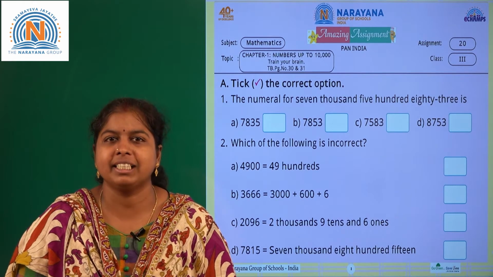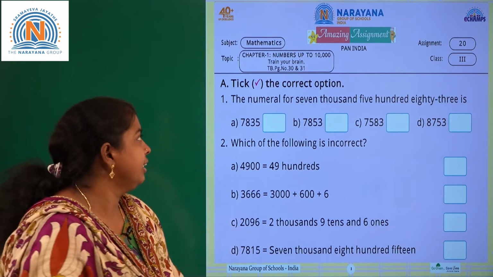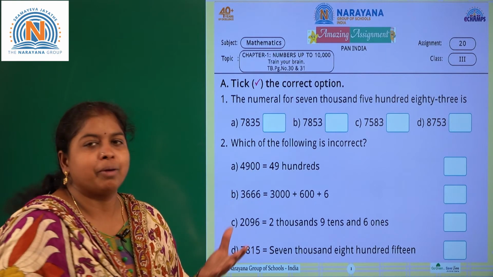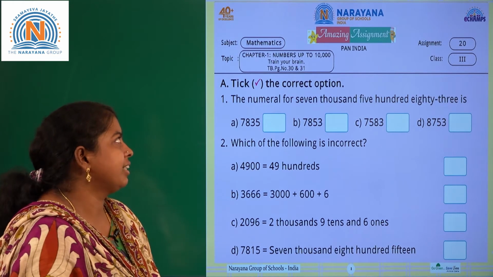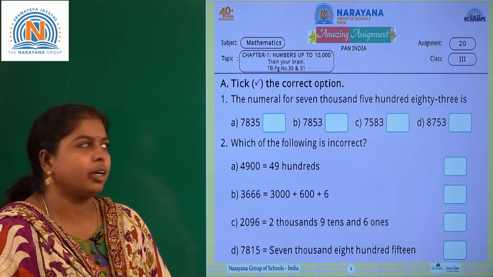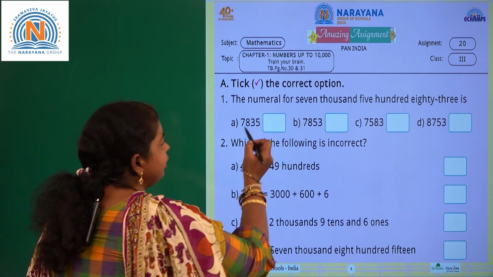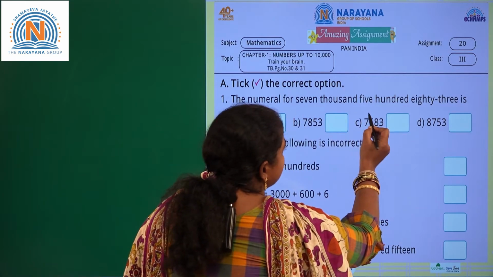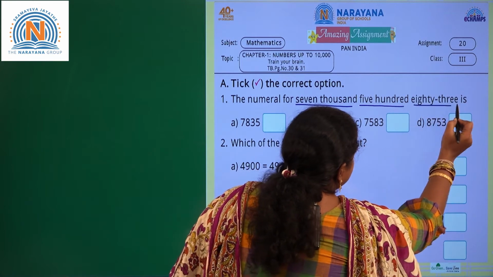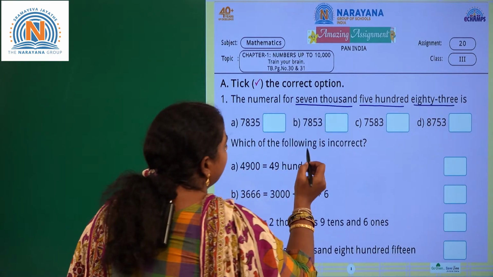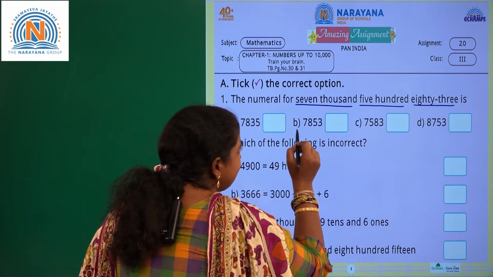Our today's amazing assignment is based on Train Your Brain from the first chapter. For this you can refer to our textbook page numbers 30 and 31. Okay. First question. The numeral for 7583 is 7000. What is the digit in thousands place?